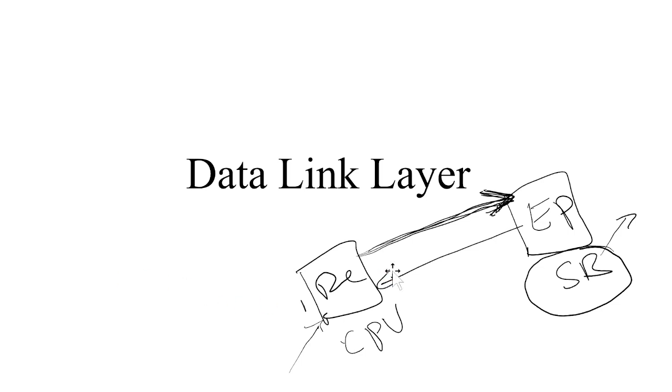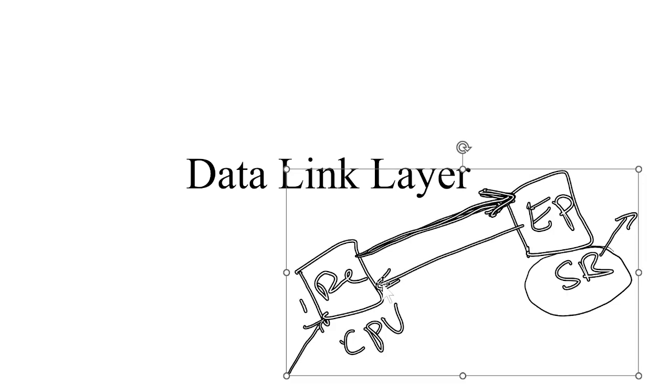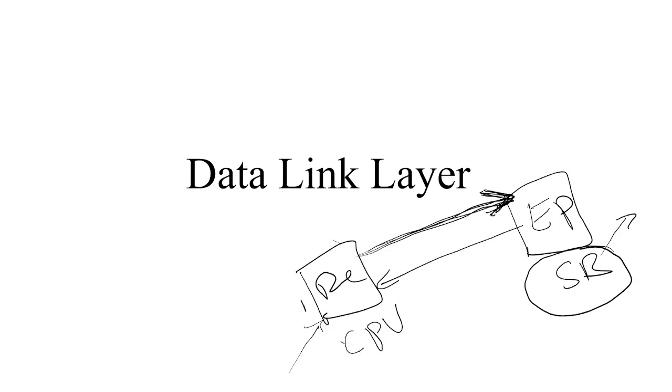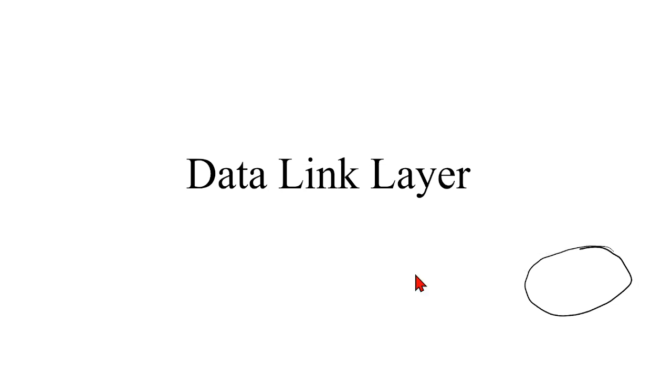Mainly we'll see whether the data we are sending from the RC to the EP is received properly or not, and whether the sequence of data we are sending through the link is correct or not. All these things are taken care of by the data link layer. We'll see what actually happens in the data link layer in the next slide.